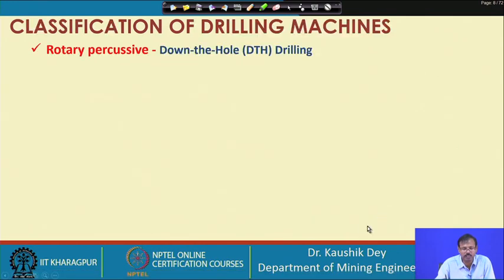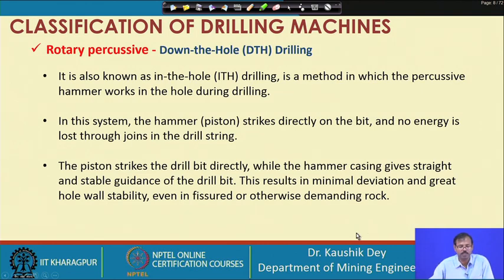Now, let us start with the rotary percussive drilling of down the hole drill machine. This is down the hole hammer drill, DTH means down the hole hammer drill. It is also called in the hole hammer drilling, where we place our hammer just above the drill bit.